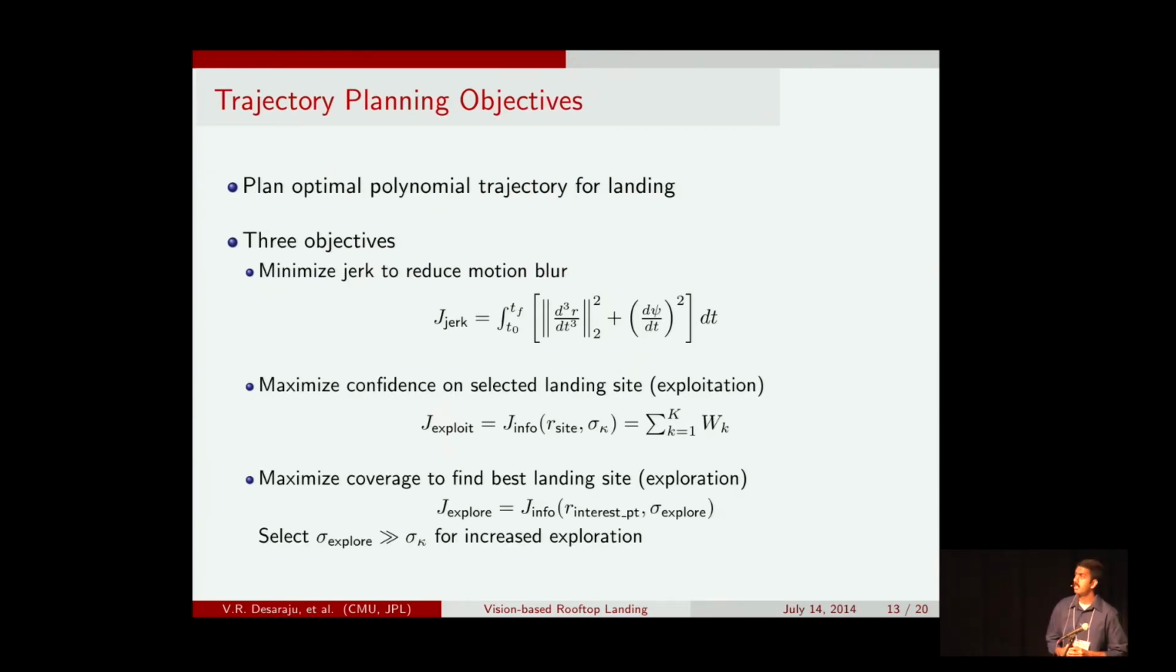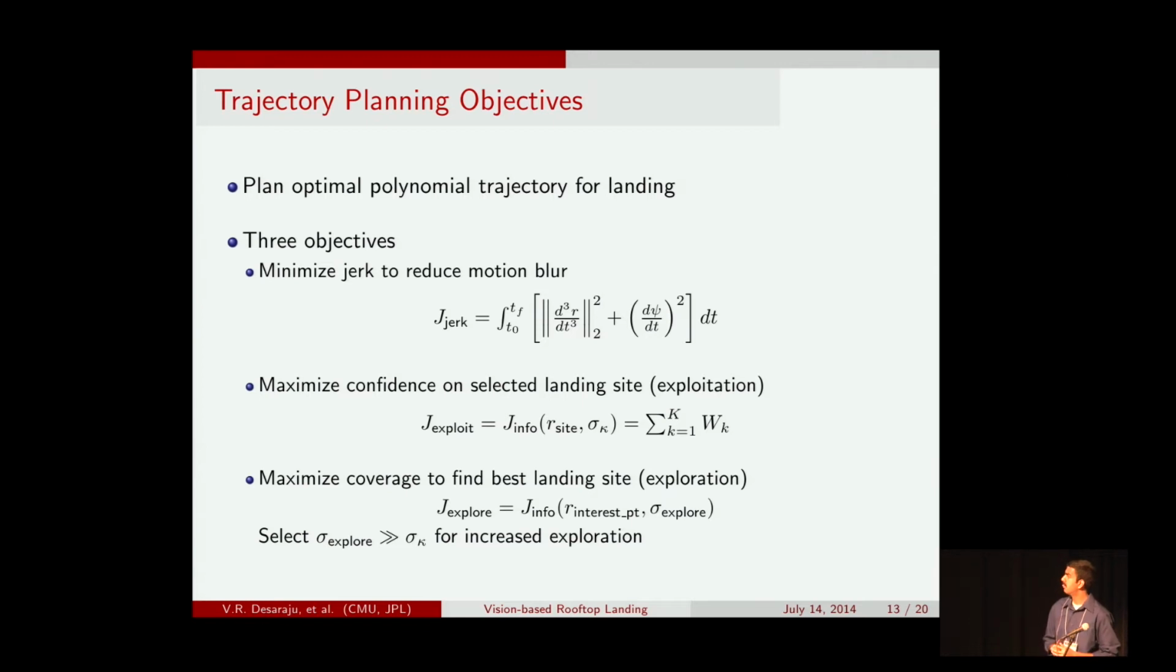So having this capability allows us to then formulate the objectives for the trajectory optimization. So our goal here is to plan an optimal polynomial trajectory to guide the vehicle to land at a particular landing site. And so we consider 3 objectives. The first is that we want to minimize jerk in order to minimize the effects of motion blur. And this just comes straight from the vehicle dynamics and how the camera is mounted on the system.